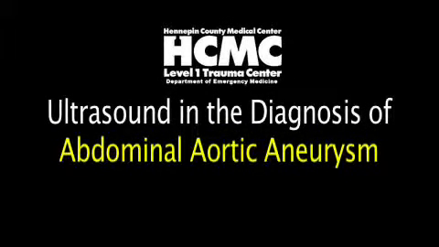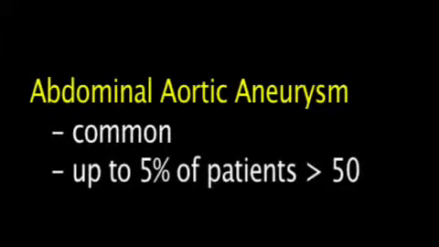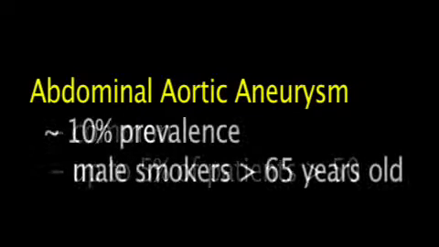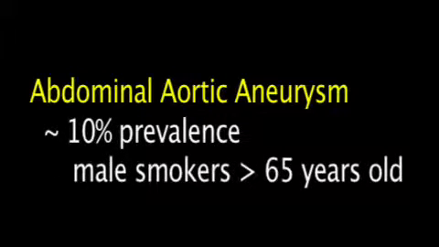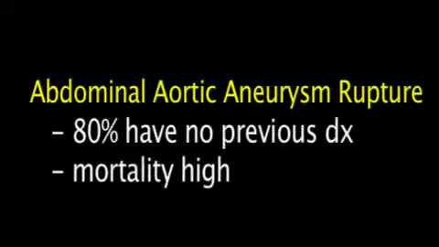Welcome to the HCMC instructional video for the use of ultrasound in the diagnosis of abdominal aortic aneurysm. Aneurysmal disease of the abdominal aorta is common and may be found in up to 5% of patients over 50 years of age. It is even more common in males over age 65 with risk factors for peripheral vascular disease such as smoking. About 80% of patients who present with ruptured AAA have no previous diagnosis.